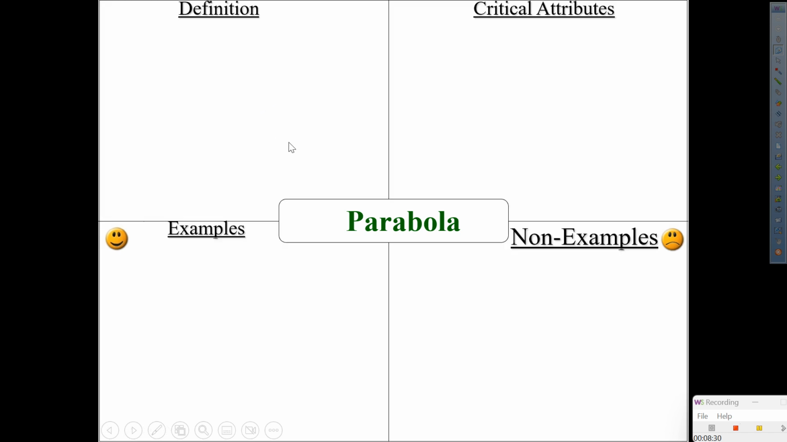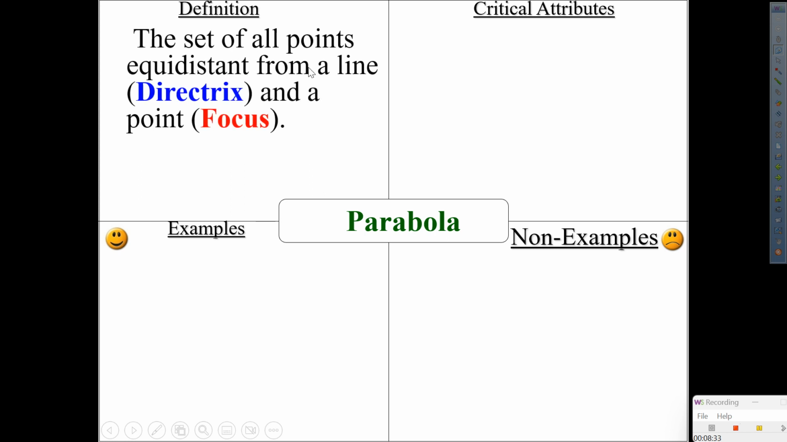Parabolas, what are they? They are the set of all points equidistant from a line known as a directrix and a point known as a focus. Make sure you use those 2 colors because we're going to be using them throughout. In the examples, we start with a point known as the focus. I'm going to do that in red. And the line right below that, in blue, is known as the directrix. Sketch that. Copy that really quick.